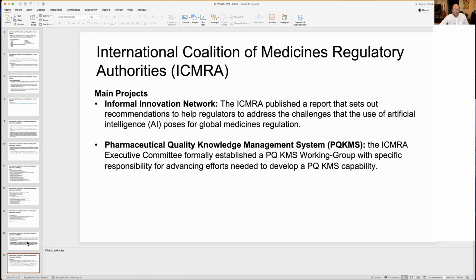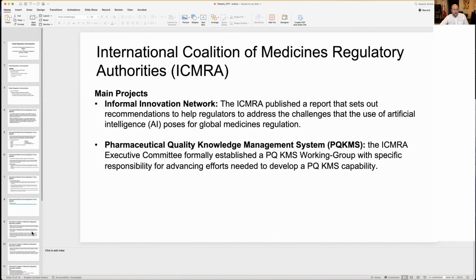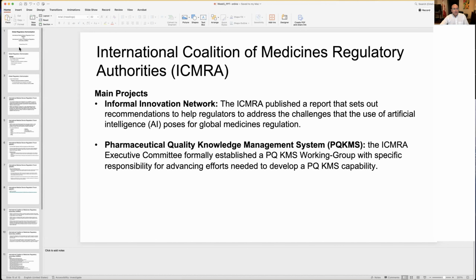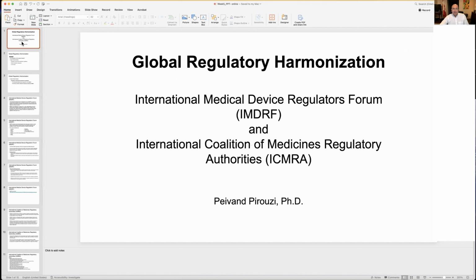So, in a nutshell, today we looked into again the global regulatory harmonizations, and we looked at the International Medical Device Regulators Forum and the International Coalition of Medicines Regulatory Authorities.